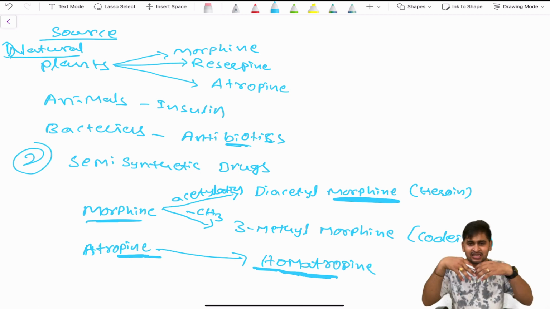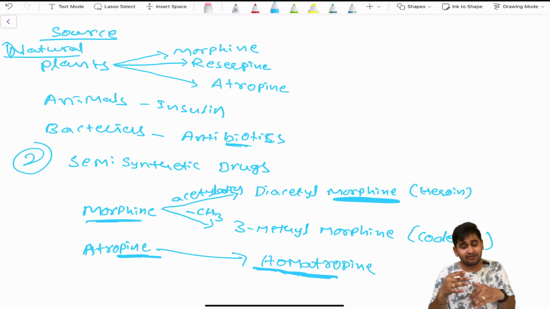So we are changing half of the structure, modifying the structure of drugs which are obtained from the natural source. This is about the semi-synthetic drugs. Clear?